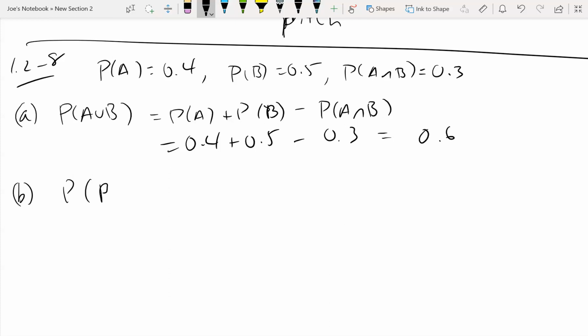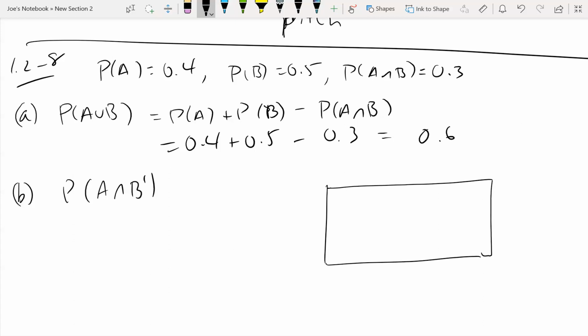Second part asks for the probability of A intersect B complement. Couple of ways to get at that. Probably the most straightforward, at least for me, would be to draw the picture and figure out what region we want, and then see if I can fill in values from that. So if I have A, I have B.